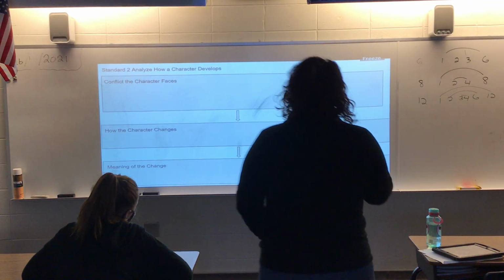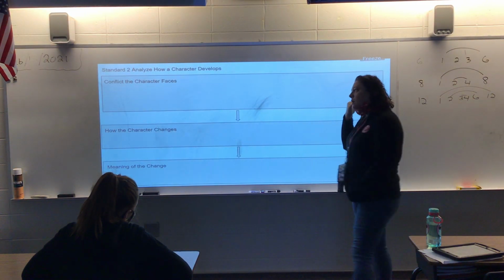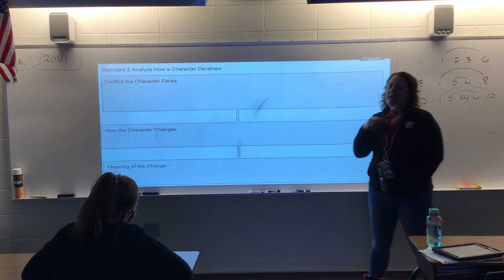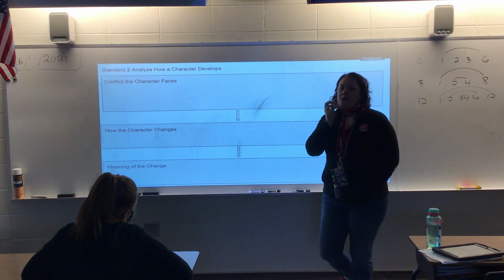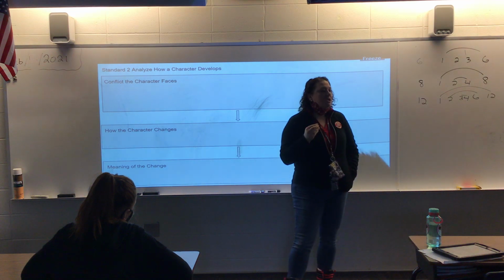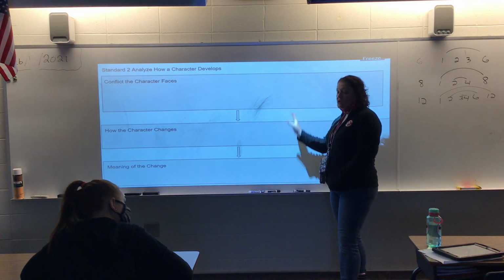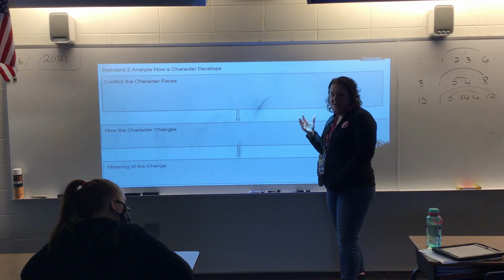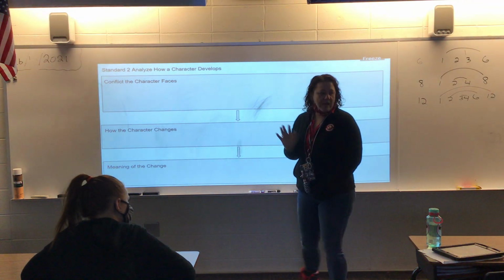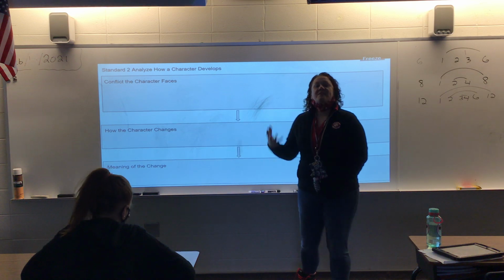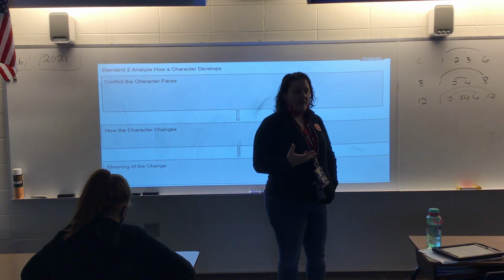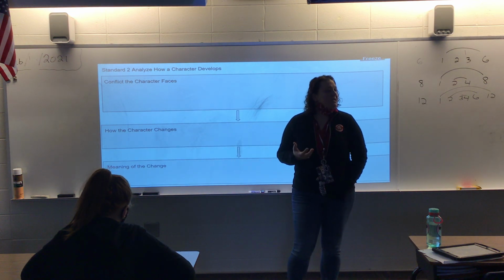Okay, so today we are going to talk about how a character develops in a novel. So discussing characters in the novel you're reading. You are going to complete this graphic organizer, which should be familiar. We've done these types of graphic organizers, right? Not this one particular, but we've done graphic organizers over our novels the past few times based on standards.